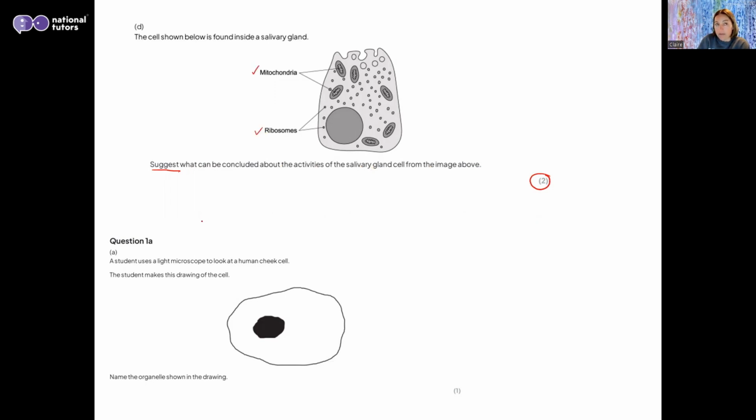Do you remember my key words for mitochondria? What is the key word for mitochondria that will definitely be needed for this to conclude about the activities? The first word, respiration. Hang on, respiration. Yeah, and absolutely, hold on.